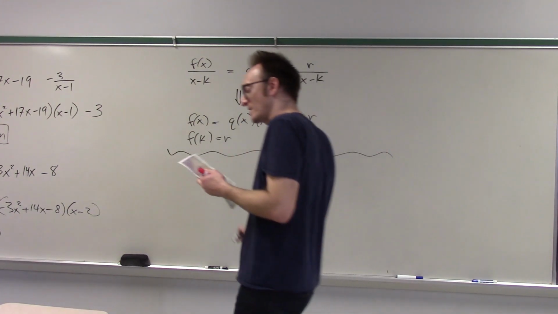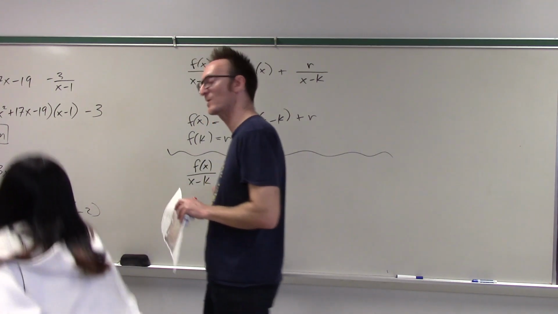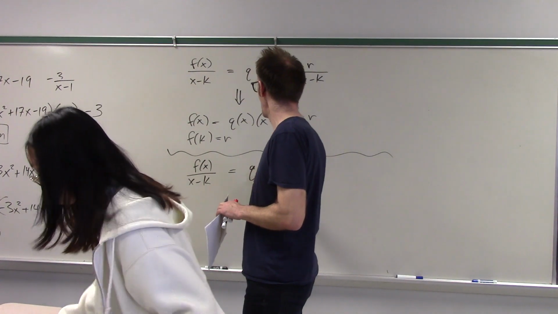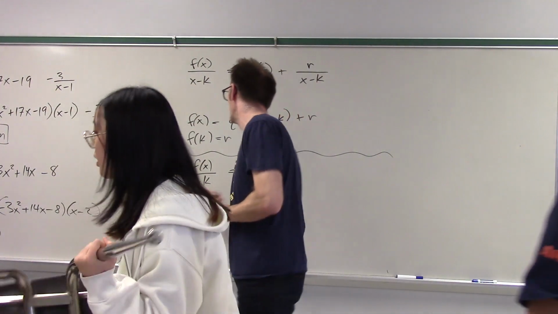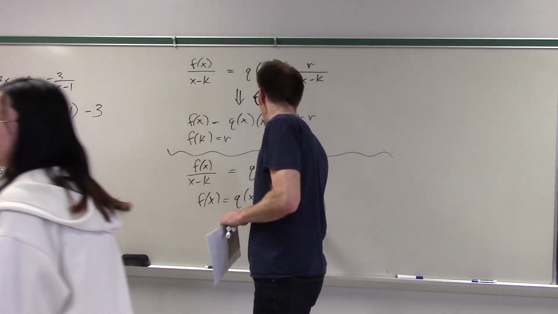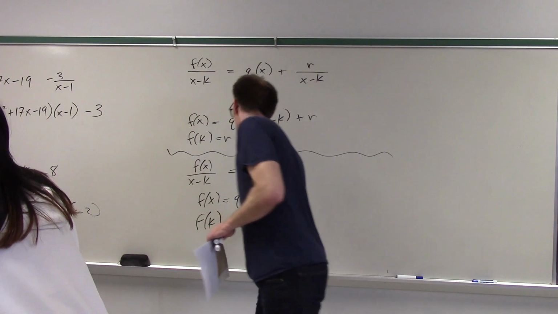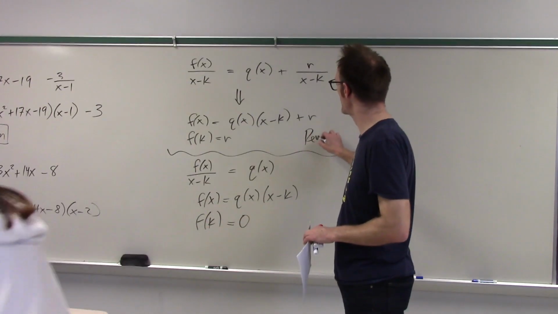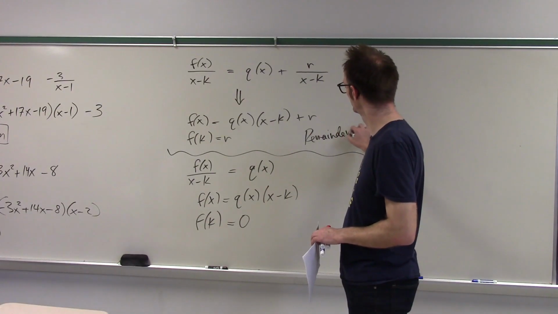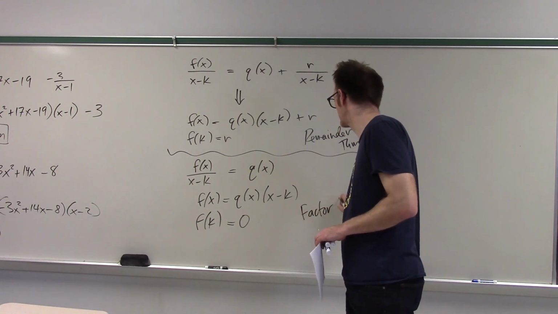And I'll just keep talking because no one can stop me. If you divide this polynomial by x minus k and it goes in evenly with no remainder, then that means that f is some polynomial times x minus k, and that means that f of k is 0. This is the remainder theorem, and this is the factor theorem.